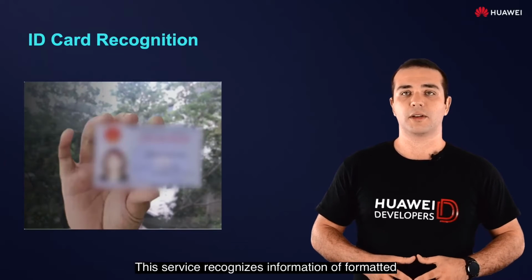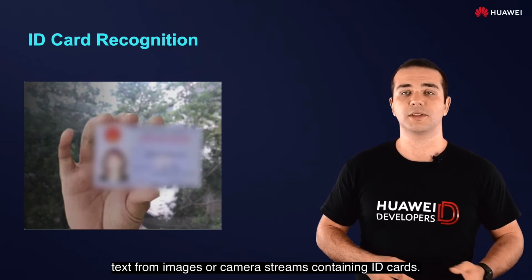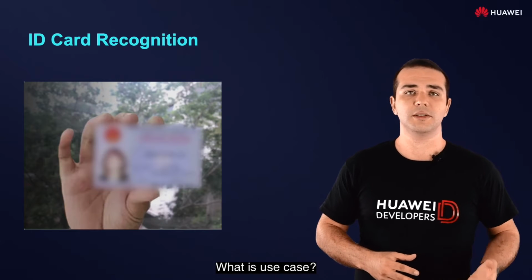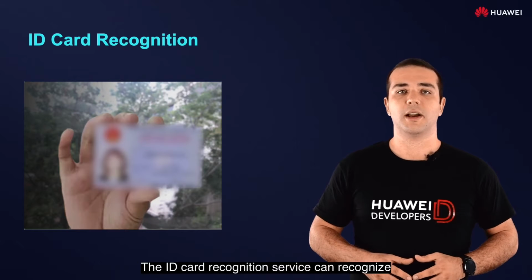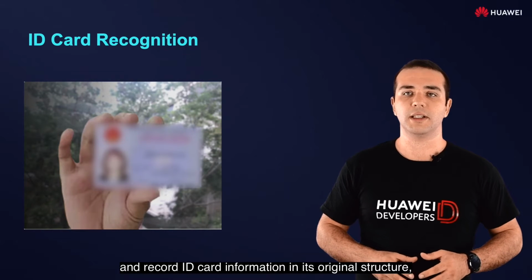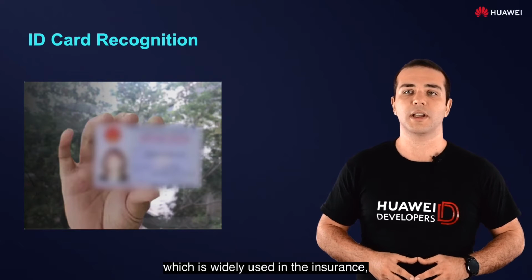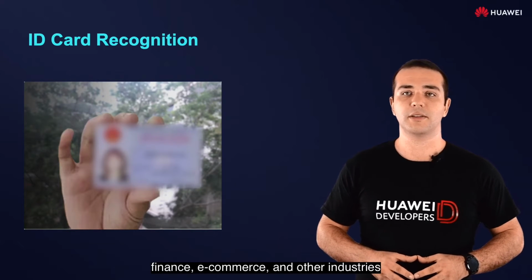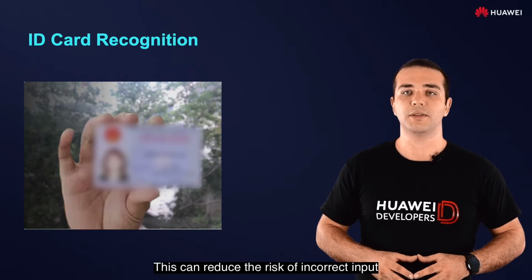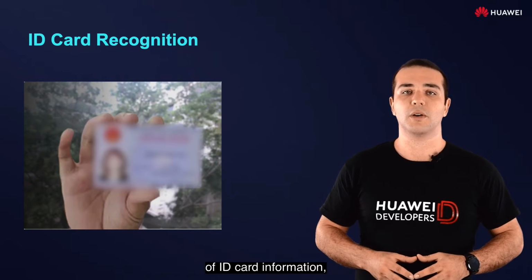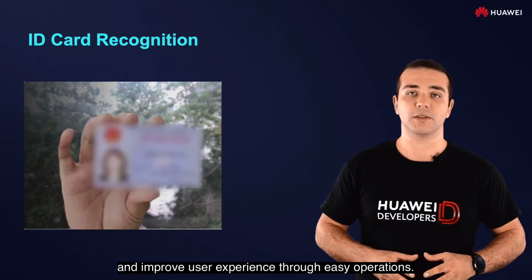This service recognizes information of formatted text from images or camera streams containing ID cards. What is the use case? The ID card recognition service can recognize and record ID card information in its original structure, which is widely used in the insurance, finance, e-commerce, and other industries requiring identity verification. This can reduce the risk of incorrect input of ID card information and improve user experience through easy operations.